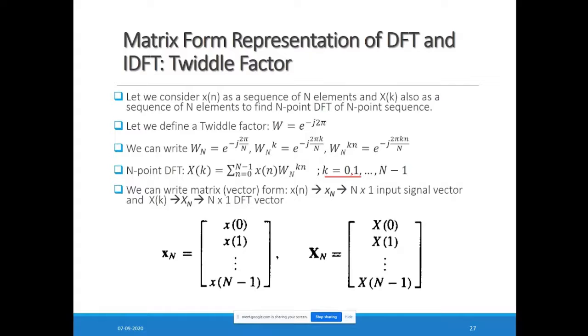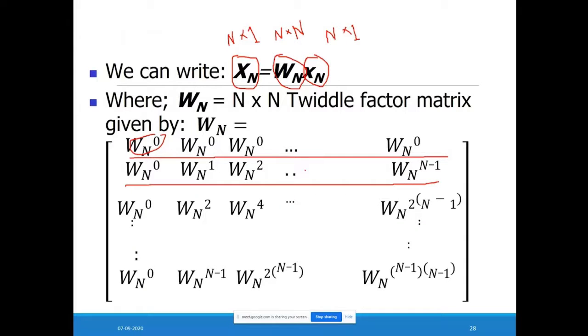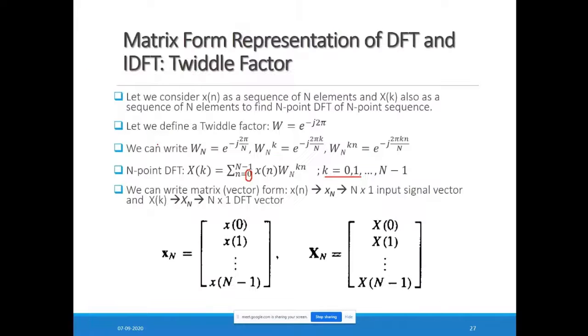As we are taking k equal to 0, k and n are multiplied, so this becomes omega n raised to 0. And here n starts from n equal to 0 to n minus 1. When n is equal to 0, the initial term is x of 0 omega n raised to 0. So this is what we have written over here: omega n raised to 0 for the first position.